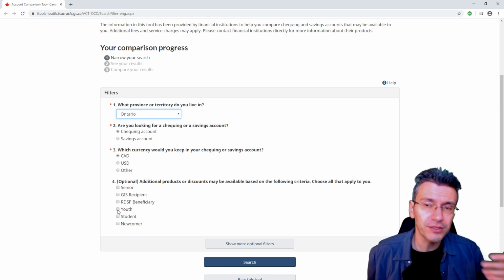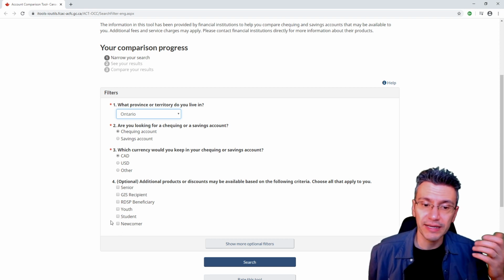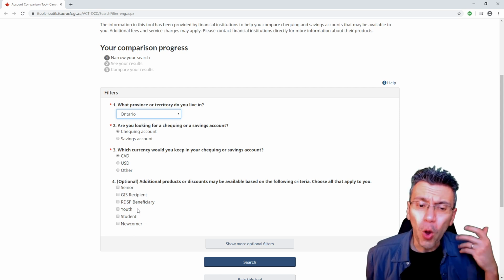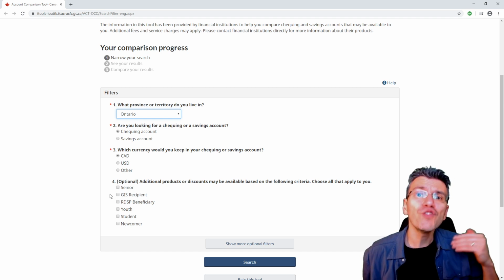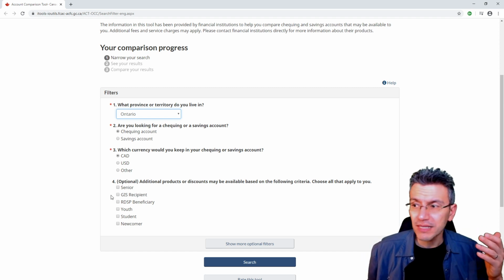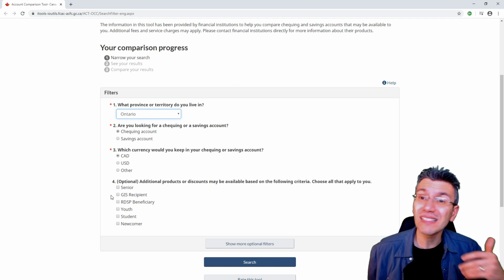If you're young, so basically in your teens, you might select a youth account. If you're a student, obviously select that. If you're a newcomer to Canada, etc. Now, yes, it is true that whenever you're enabling one of these accounts, you might actually be able to get, in certain cases, a better deal.